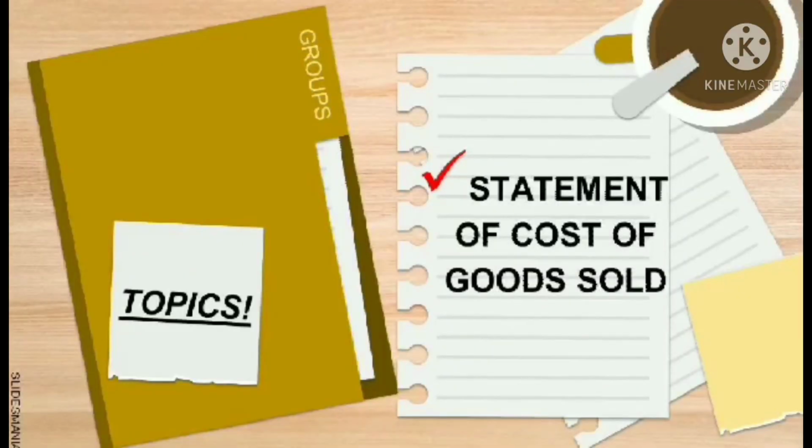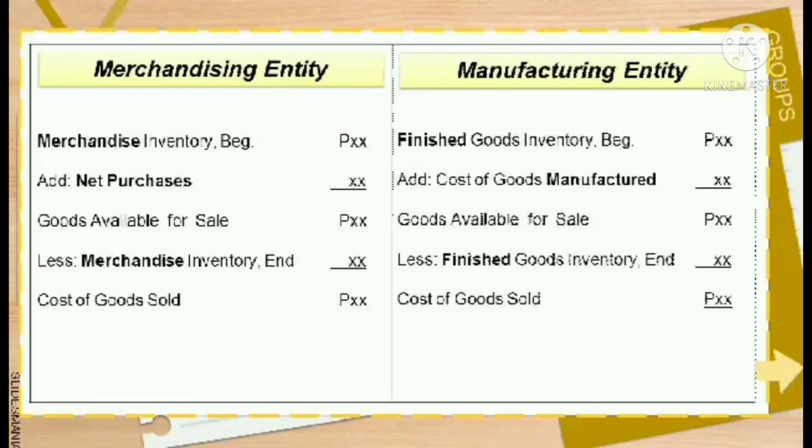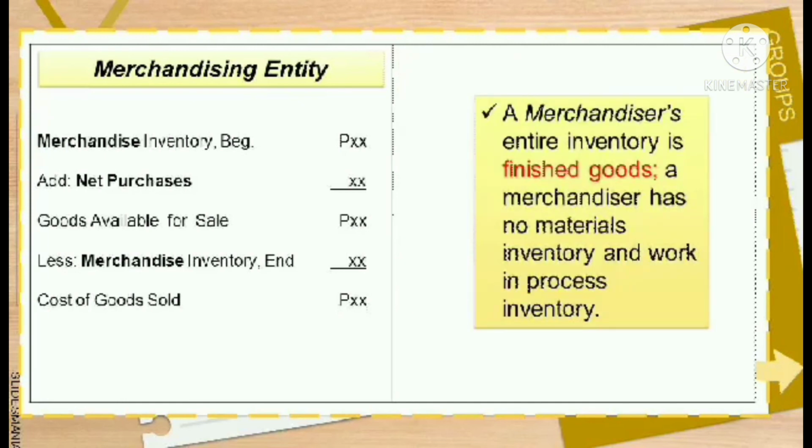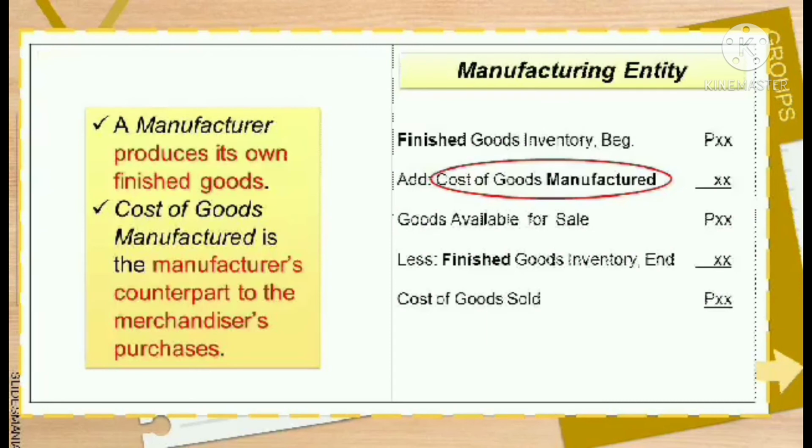The next topic is the statement of cost of goods sold. The difference in the statement of comprehensive income of a merchandising and a manufacturing entity lies in the cost of goods sold section. As illustrated, observe that the merchandiser uses the term merchandise inventory while the manufacturer uses the term finished goods inventory. A merchandiser's entire inventory is finished goods. It has no materials inventory and work in process inventory. A manufacturer produces its own finished goods inventory.